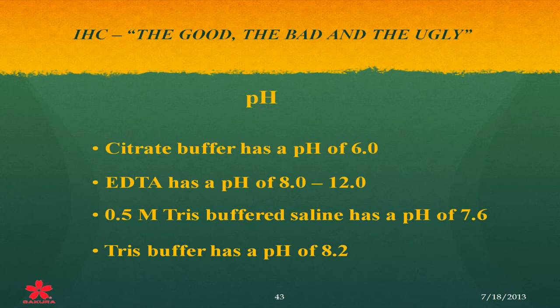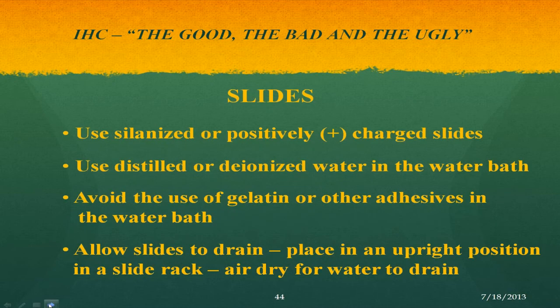Knowing the pH of your buffers is very important. Citrate buffer has a pH of 6.0, while EDTA has a pH of 8.0 to 12. And 0.5 molar tris buffered saline has a pH of 7.6. Tris buffer has a pH of 8.2.